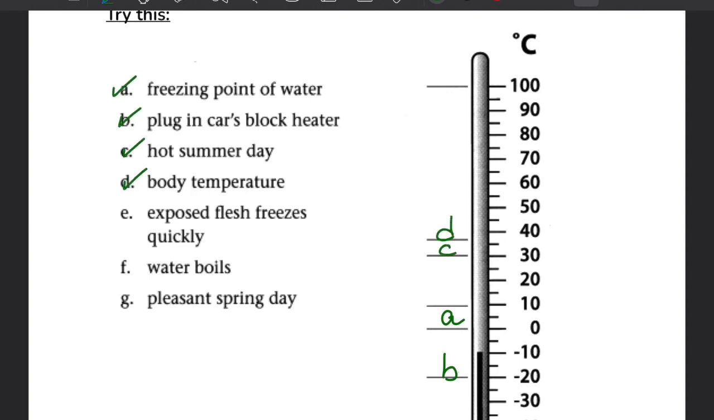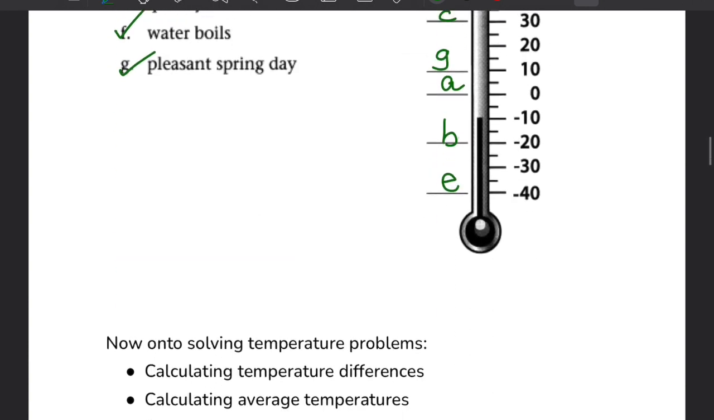So these are done. Exposed flesh freezes quickly. So that's going to be -40. Water boils. So the boiling point of water is 100 degrees. And then the last one is pleasant spring day. So that is 10 degrees Celsius. So yeah, this is the matching activity. There's a similar question to this in your module assignment, so you can solve it the same or a similar way to this.